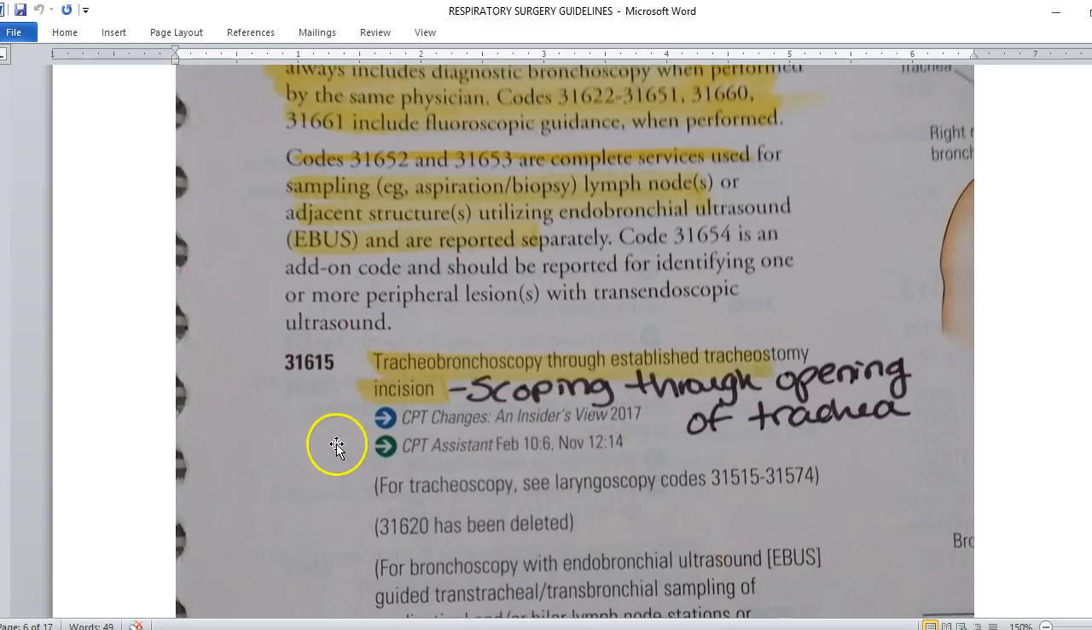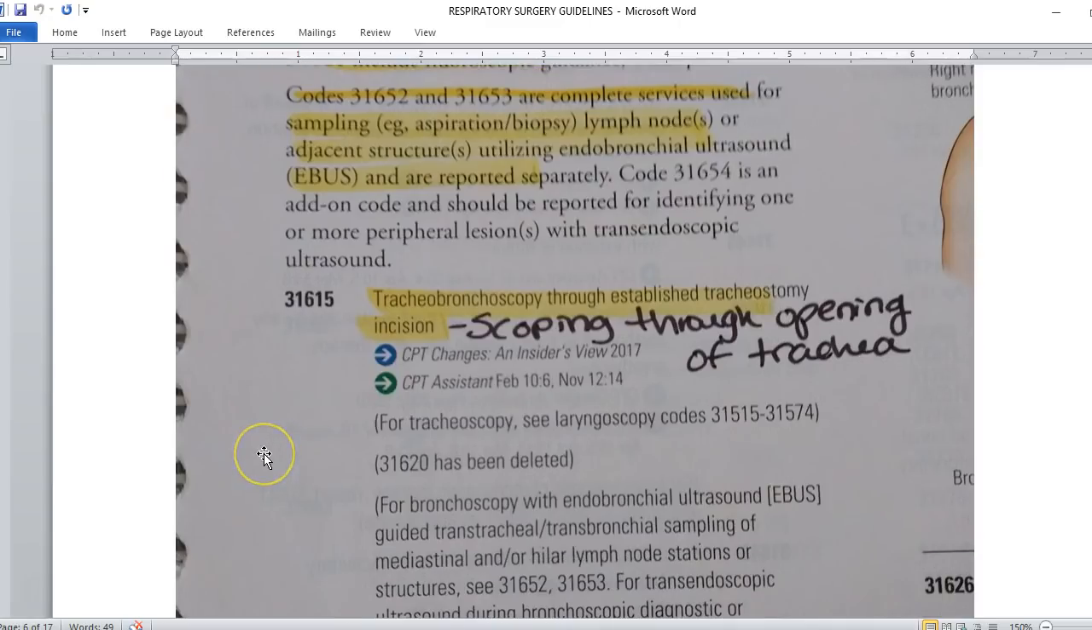Now, the first code you're going to see here is a tracheobronchoscopy through an established tracheostomy incision. What this means is we're scoping through the opening of the trachea. The patient already has a tracheostomy. They have an opening, so we scope into that opening. As we get into other body systems, we're going to see a lot more of this. If someone has a new opening from a part of their body to the outside, we're going to scope into that versus scoping in a natural orifice most of the time. And usually it's because we can't access the organ most of the time.